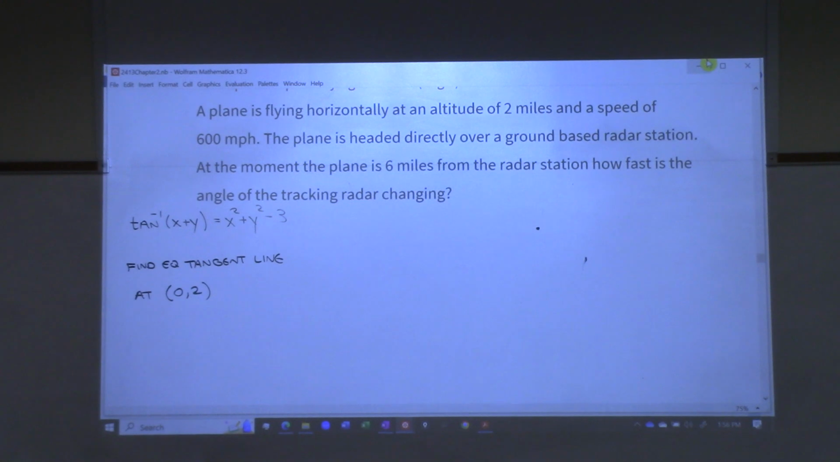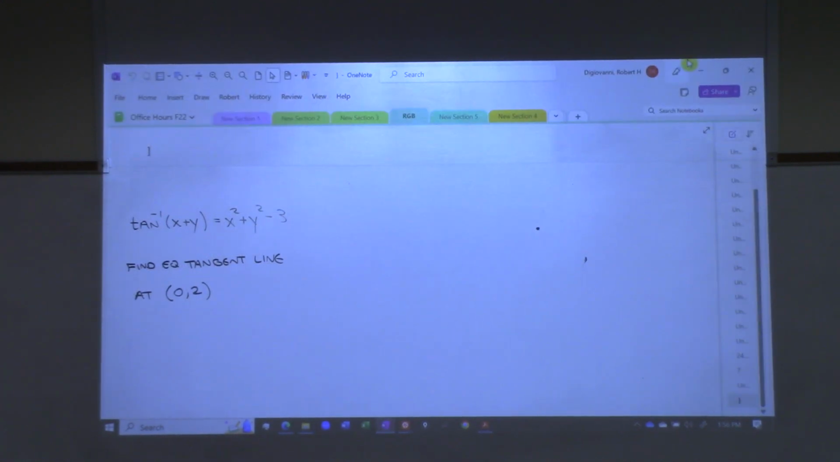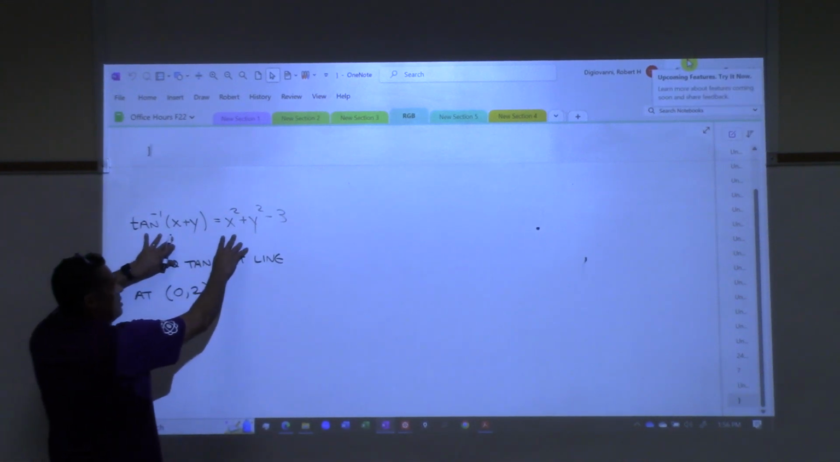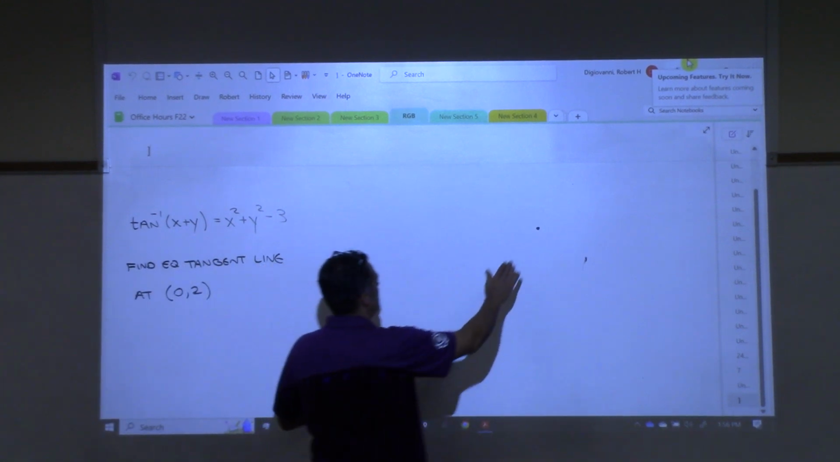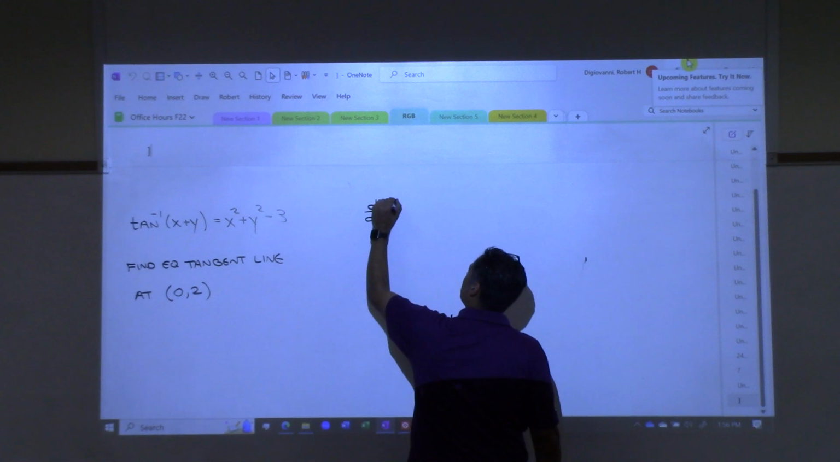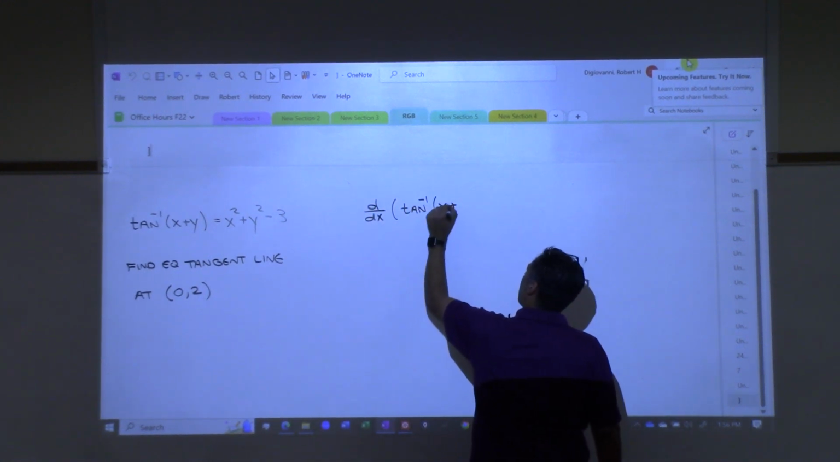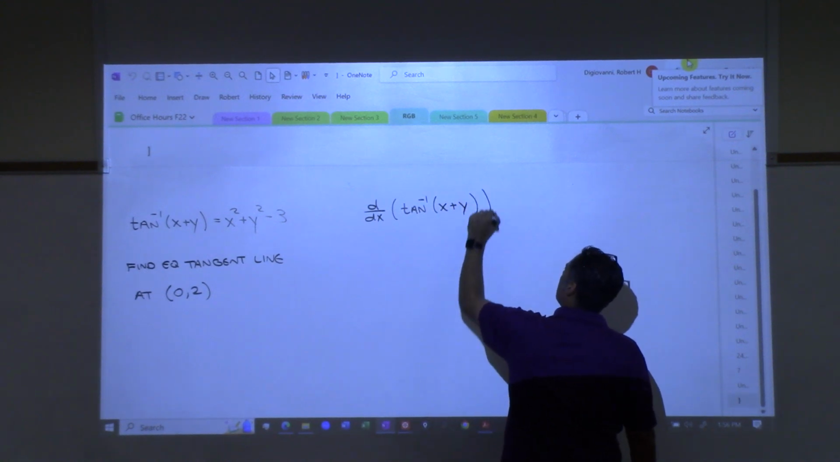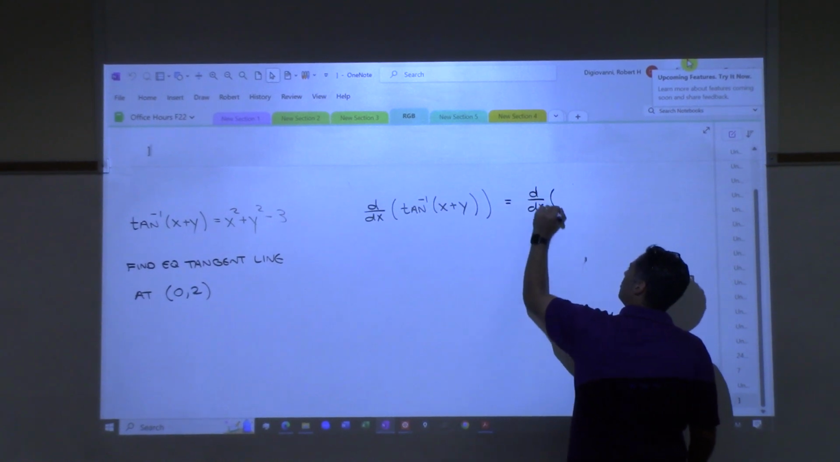All right, so the first thing I need is to know what the derivative is, right? I need a formula for the slope of the tangent line. Unfortunately, for this equation, I can't solve for y, so I have to use implicit differentiation. I'm going to take that equation and do the derivative with respect to x on the left, and then equals the derivative with respect to x on the right.